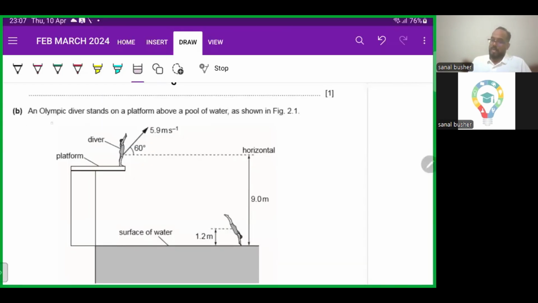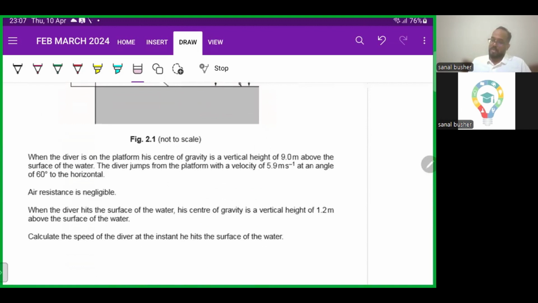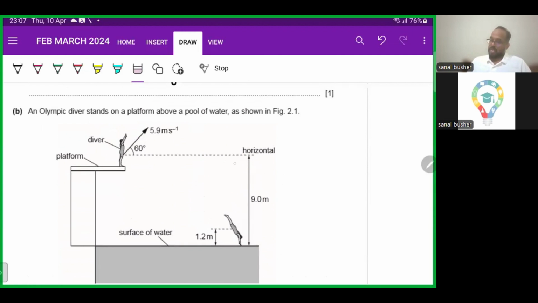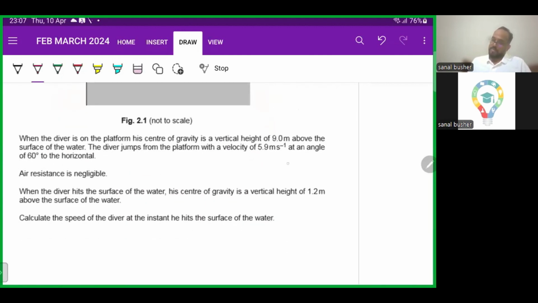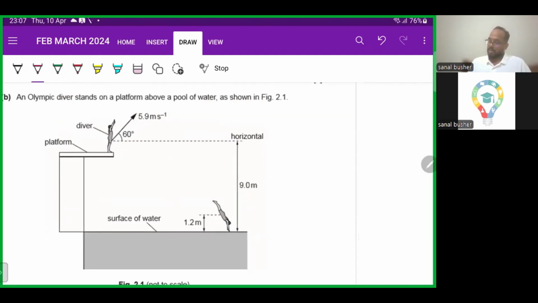Part B, an Olympic diver stands on a platform above a pool of water as shown in the figure. The figure is given, the measurements are given. So we will read the question. When the diver is on the platform, his center of gravity is at a vertical height of 9 meters above the surface. The diver jumps from the platform with a velocity of 5.9 meters per second at an angle of 60 degrees with the horizontal.